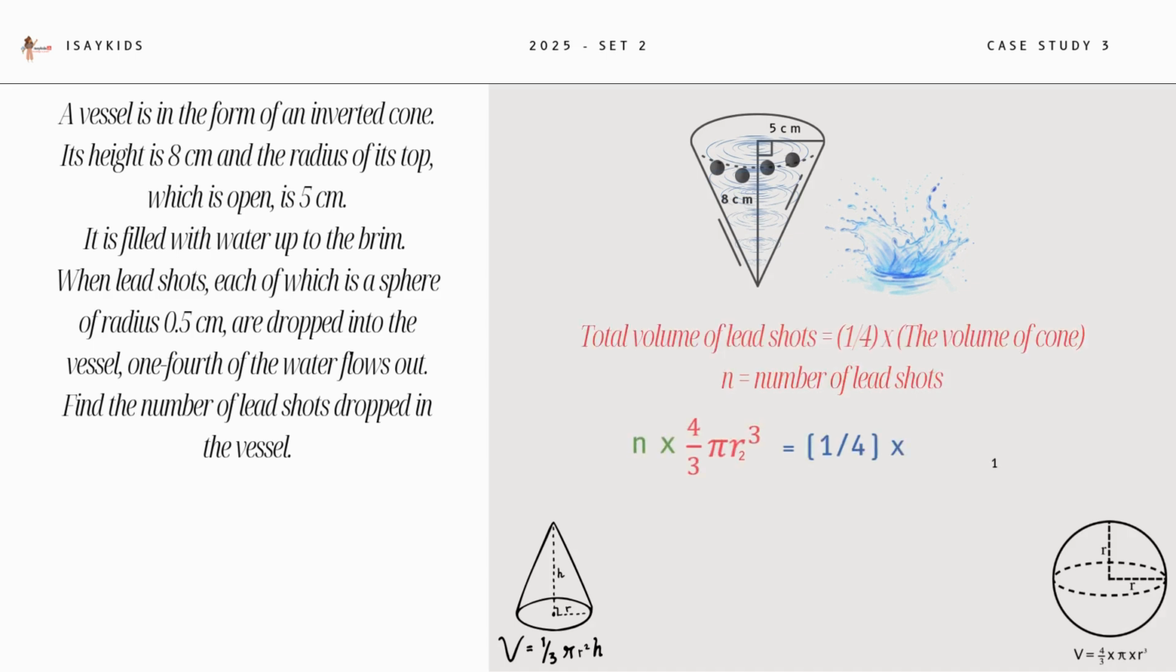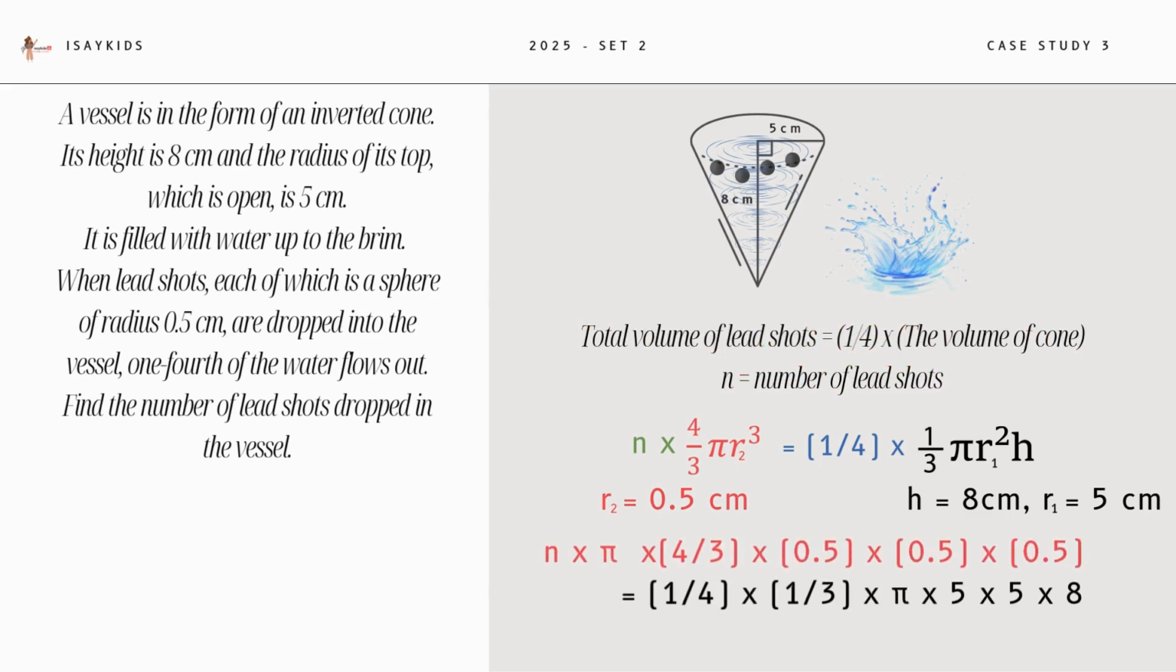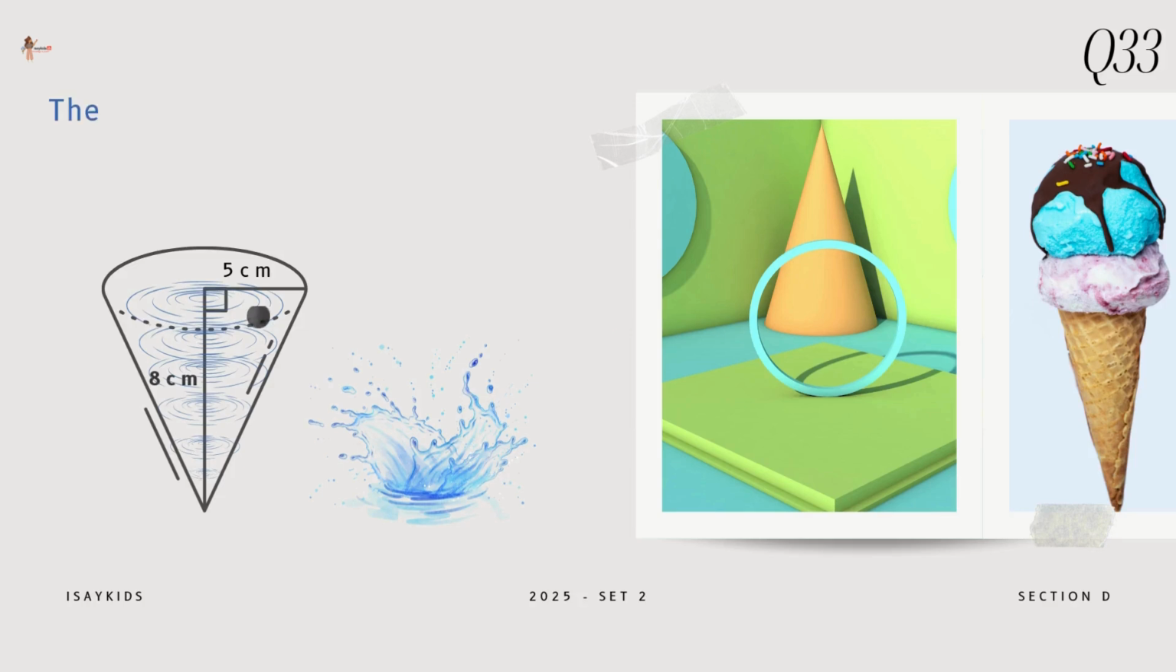So n times 4 by 3 pi r cube would be equal to 1 by 4 times 1 by 3 pi r square h. Now height of the cone is 8 centimeter and radius is 5 centimeter, and radius of the sphere is 0.5 centimeter. We are given that. Substituting the given values and solving further, we get n as 100. Thus, the number of lead shots dropped in the vessel is 100.